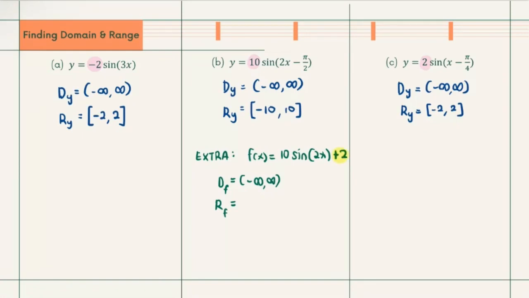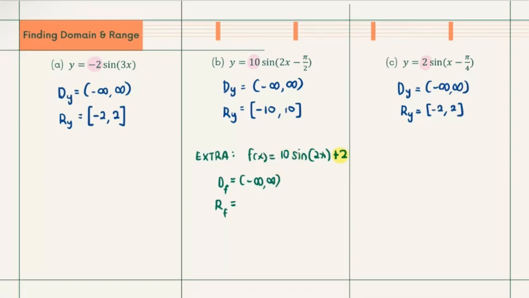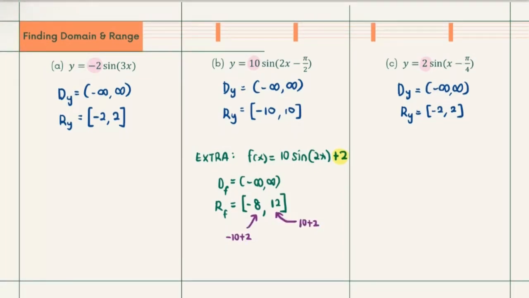If you still remember, when we have x squared plus c, what do we do? The plus c we bring up. Same if we have x cubed plus c, the plus c we bring it up a bit. So originally this is negative 10 until 10. When we have plus 2, both the minimum and maximum we add 2 as well. Negative 10 plus 2 gives negative 8, and 10 plus 2 gives 12. So that will be our minimum and maximum. That is the domain and range for sine.